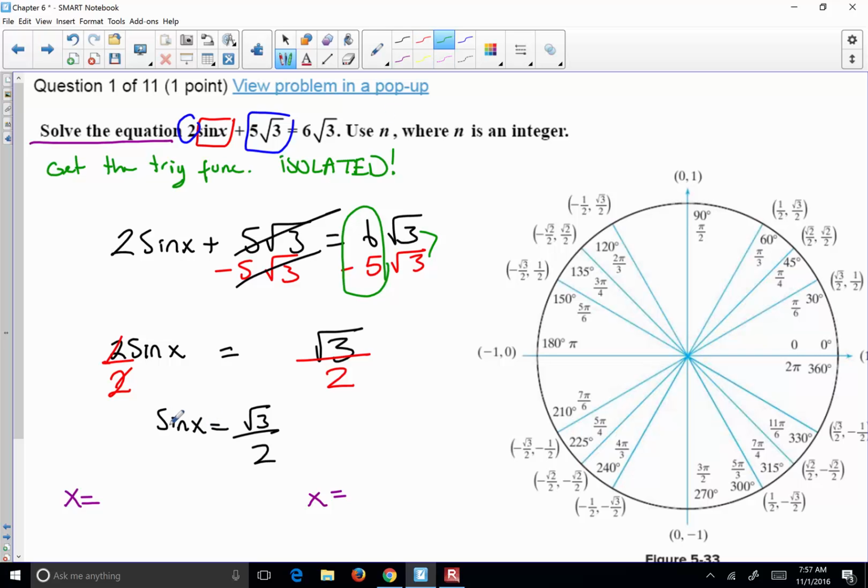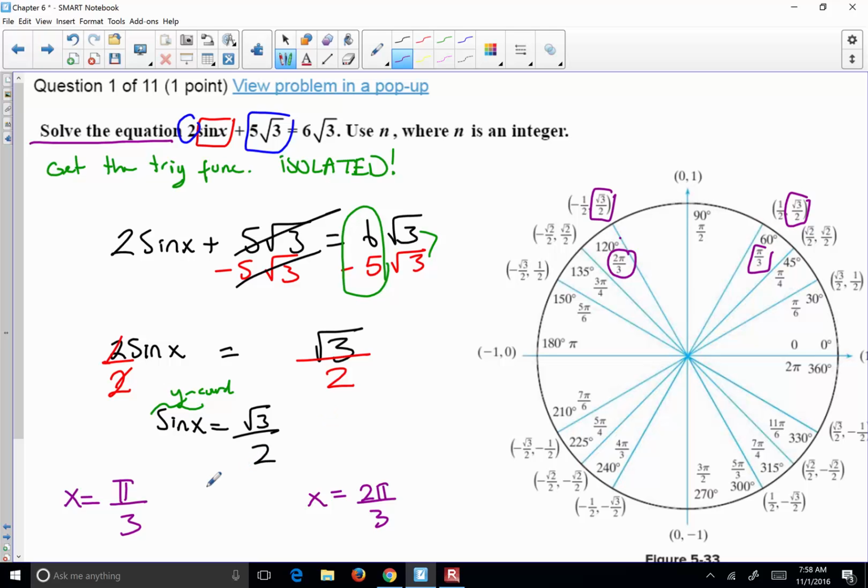So sin x means the y coordinate of the points on the circle. Which points on the circle have y coordinate root 3 over 2? Which ones? Which angles? 120 is first. Here we go. So 2 pi over 3 is our first guy. I'll put it here. What else? 60, which is pi over 3. Okay? Always please prefer the radian measure, not degree.